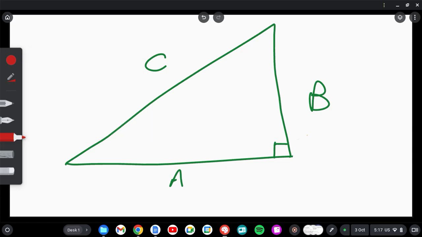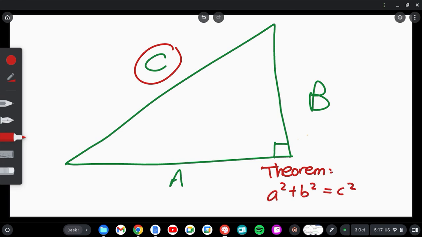You're right. The answer is C. C is always your hypotenuse. That is why your Pythagoras theorem comes in as this. This is your theorem. I think some of you with very quick eyes will have seen the formula already. The theorem is A squared plus B squared equals C squared. For those higher advanced learners, C is your hypotenuse, and A and B are called the legs of a triangle.